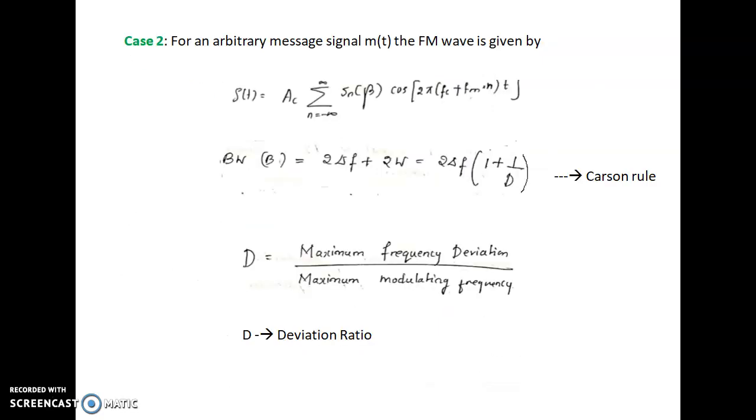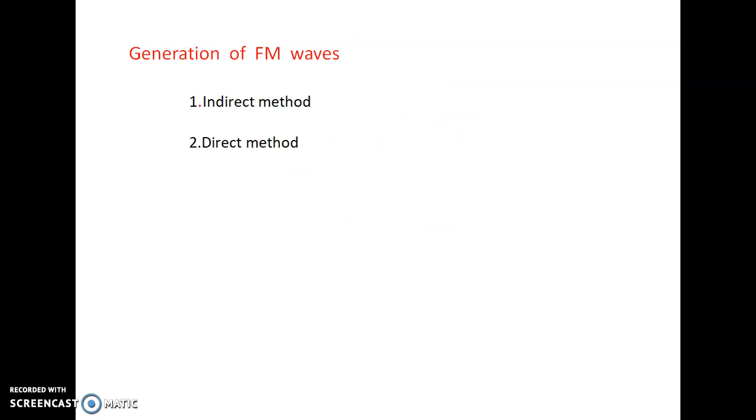So there are two methods. One is using Carson's rule. The second one is using the universal curve. Here also the universal curve can be used to obtain the bandwidth. So whatever I have shown here is only Carson's rule. Next we will move on to generation of FM waves.